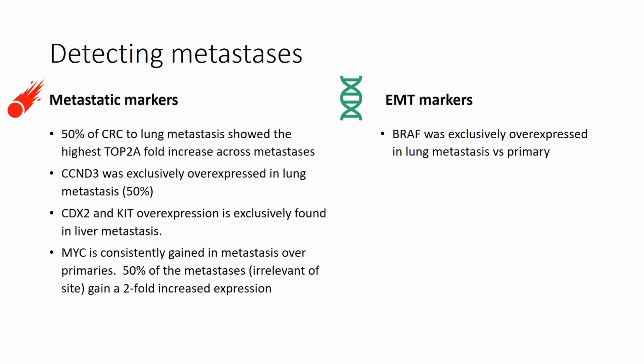Then we looked at the metastatic lesions, where we find 50% of CRCs moving to the lung, showed a very high expression of TOP2A. CCND3, cyclin D3, was overexpressed in lung metastasis. Those that are exclusively found in liver metastasis were CDX2 and KIT in this case, and MYC was found consistently gained in metastasis over the primaries in all the types.